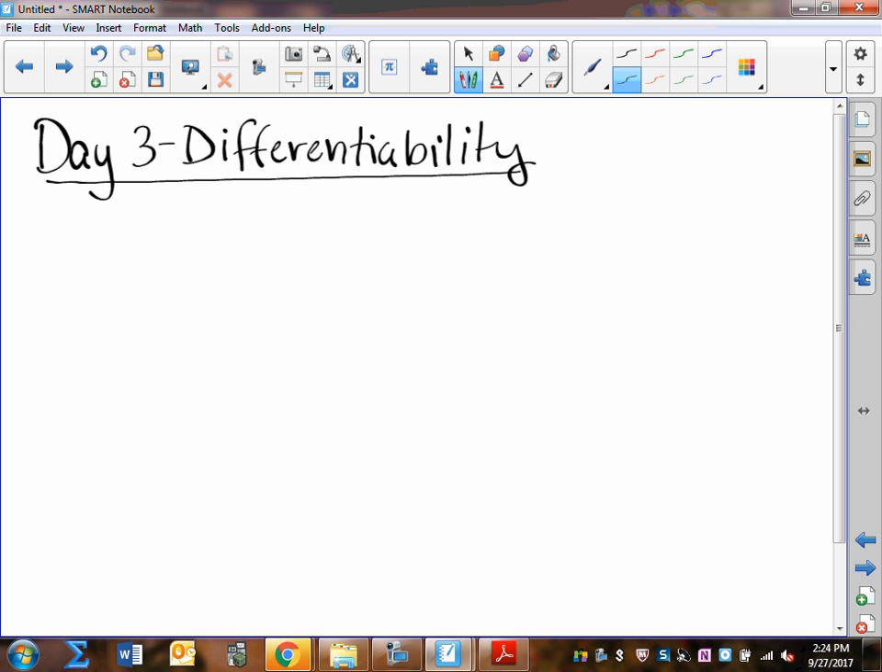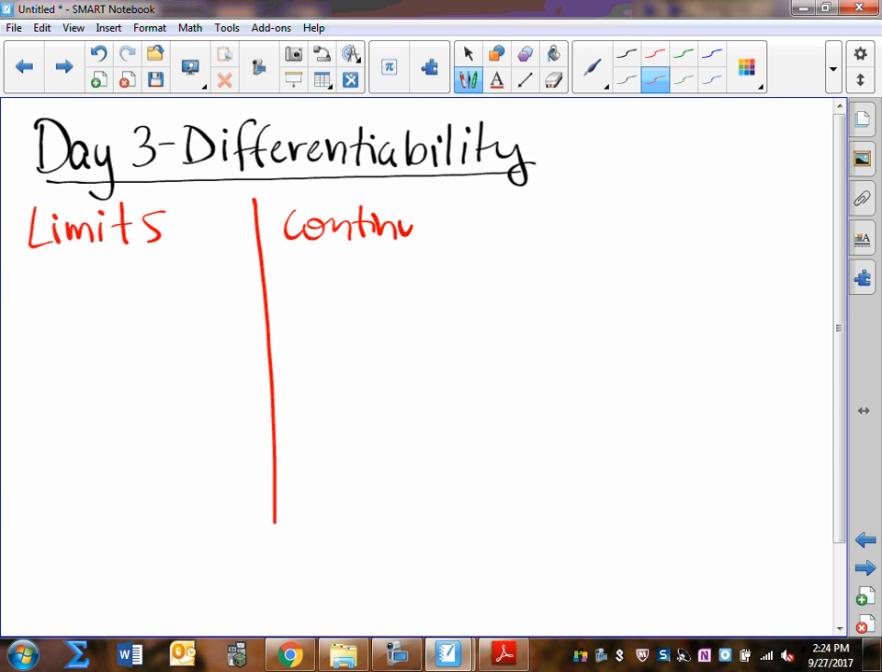So again, let's talk about what it means to have a limit exist, what it means to be continuous at a point, what it means to be differentiable at a point. Because again, these are huge concepts. Alright, so let's first remember for a limit to exist, we'll talk about continuity.